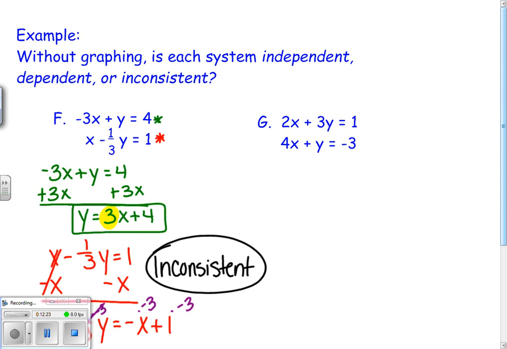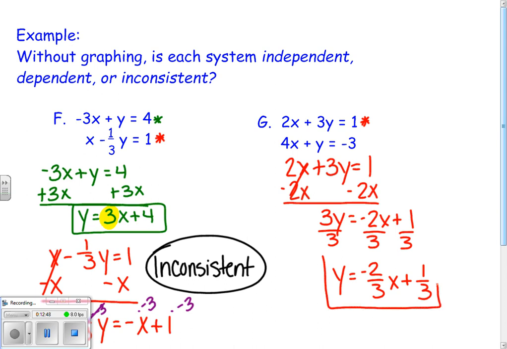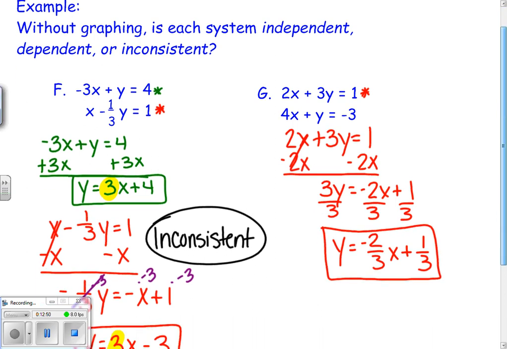All right, we're going to repeat that same process for letter D. I'll do this top equation in red. 2x plus 3y equals 1, and I'm solving it for y. I'm going to start by subtracting 2x from both sides. I get 3y equals negative 2x plus 1. And divide everything by 3. That gives me y equals negative 2/3 x plus 1/3. Box that so I can find it easily.